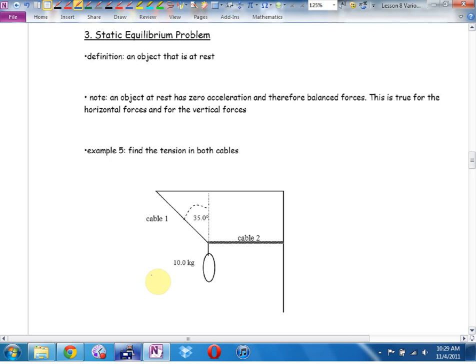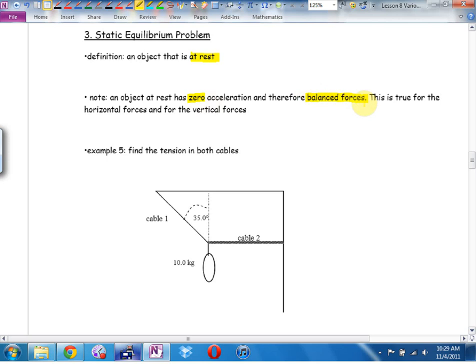The third unique force problem is what's called the static equilibrium problem. And this is when you have an object that is at rest. We're going to be doing an entire unit on this. So you can make a little note right now that a question like this is not on this test, but I want to plant the seed today so that 3 units from now when we look at equilibrium, hopefully by that time it's had a chance to grow. If an object is at rest, that means it has zero acceleration and therefore balanced forces. It means your net force is zero.